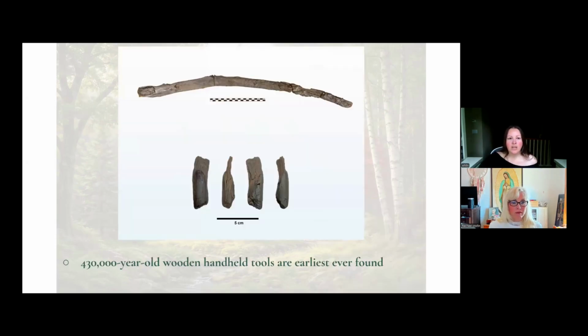So this is dated to be 430,000-year-old wooden handle tools, and these are the oldest handle tools ever found. And we believe that this is from willow. We're not totally sure, but looking at the structure, it looks like willow. And then it just continues on. We just find more and more handle tools that are made from willow.